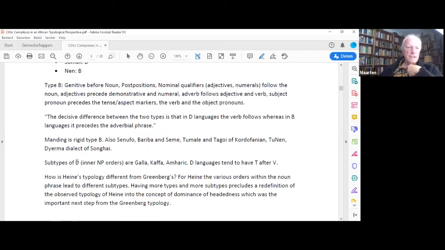Within D, and also with some of the other types, he has subtypes. So in D, he has Oromo, Kafa, and Amharic as subtypes. That depends more or less on the border within the noun phrase. He says D languages tend to have tense after the verb. That is valid for the Cushitic languages if we look at inflection. However, if we look at the tense in the clitic complex, this is not valid.